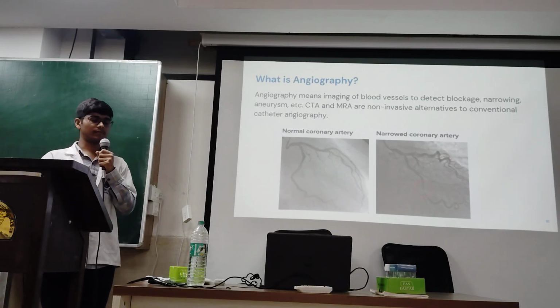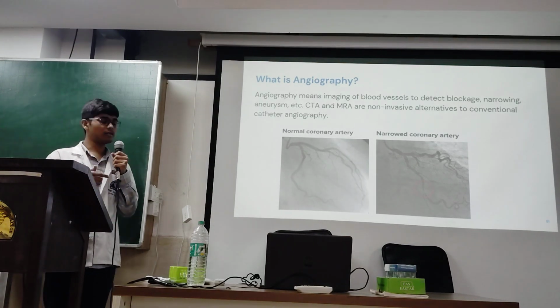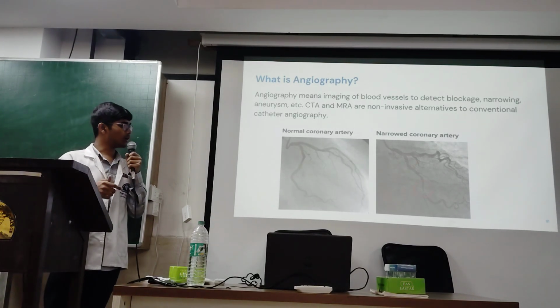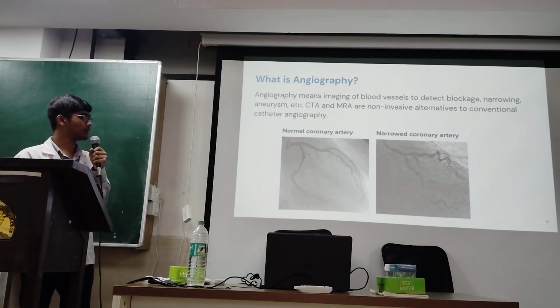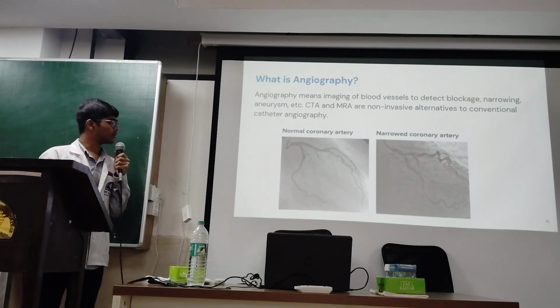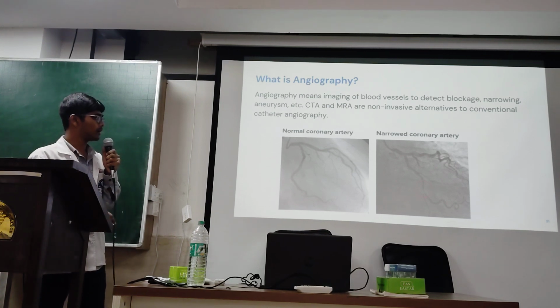MR angiography and CTA are non-invasive alternatives to conventional catheter angiography. Here we can see the normal coronary artery and the narrowed coronary artery.